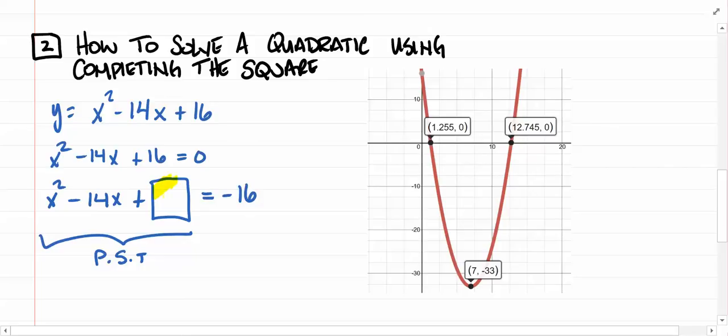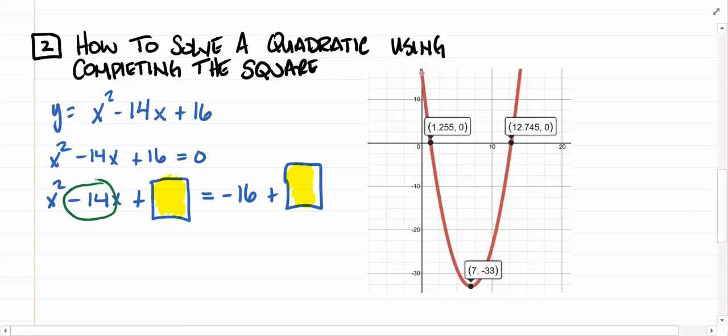But whatever number I add to the left side of the equation, I also have to add to the right side of the equation to keep my equation balanced. So what I'm doing is creating a perfect square trinomial on the left-hand side so that I can solve my quadratic nicely. So you have to ask yourself, what number is going to make a perfect square trinomial? Well, if we revisit the pattern, it's always half of this number squared. So half of the number negative 14 is the number negative 7, but when I square that number, I get 49. So 49 is what I'm going to add to make a perfect square trinomial.